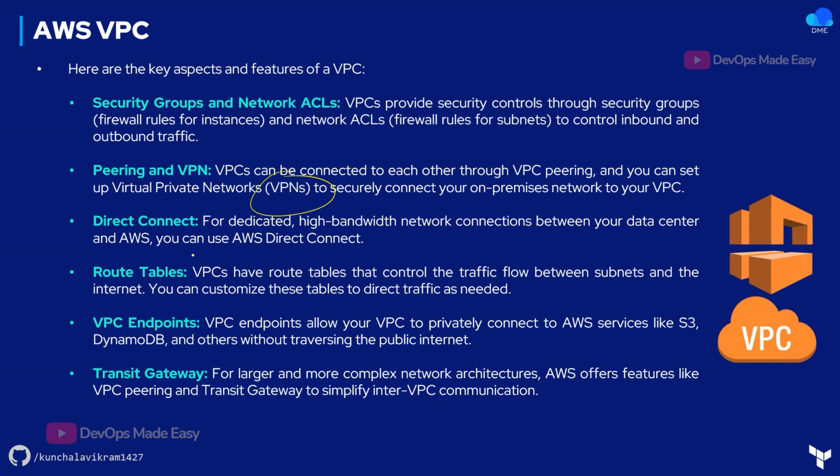Now we have route tables, route table associations. I'll talk about this. And VPC endpoint. So what is this VPC endpoint and what is this transit gateway? I don't have to explain now.